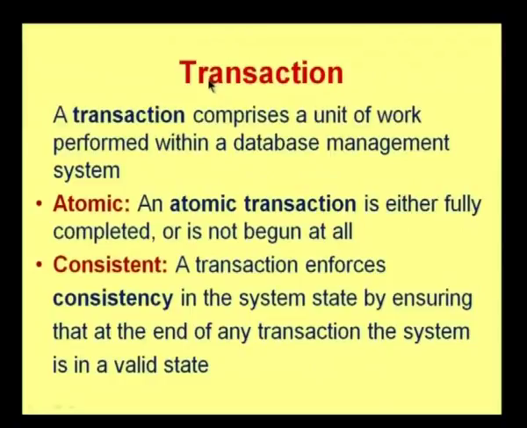First we'll have a look at what a transaction is. A transaction comprises a unit of work performed within a database management system. An atomic transaction is either fully completed or not begun at all. Consistent: a transaction enforces consistency in the system state by ensuring that at the end of any transaction, the system is in a valid state. So this transaction is related to a database.